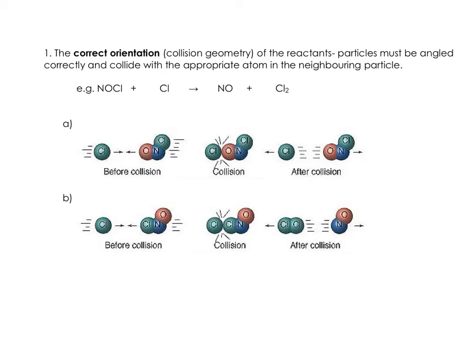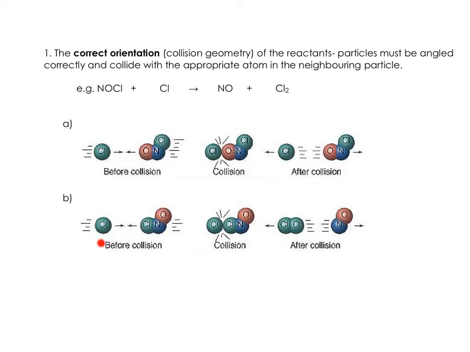In this first reaction here, these small lines over here indicate speed. So they're moving together and they're going to collide with the chlorine atom and the oxygen atom in the compound. This ends up in a non-reaction, so they just bounce off each other and continue moving towards other species.